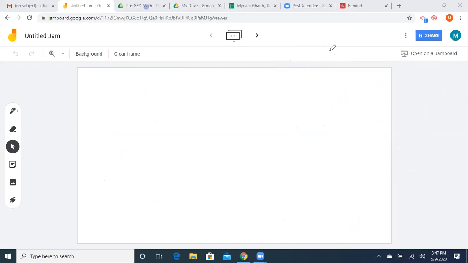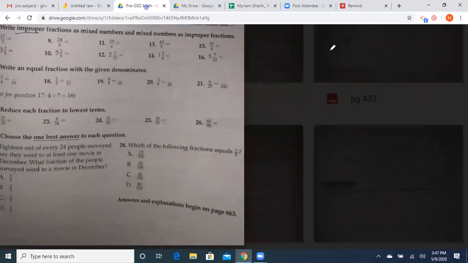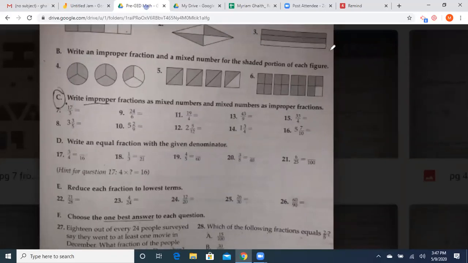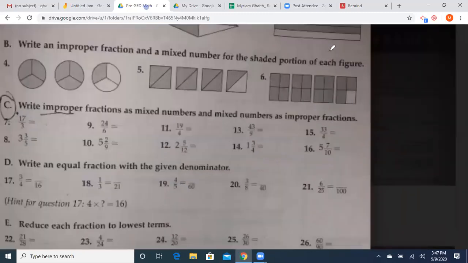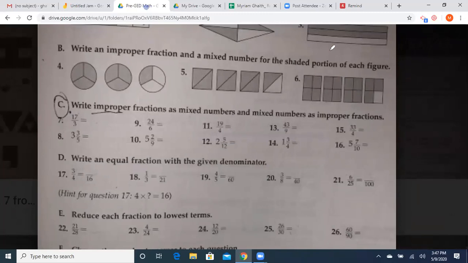And we're going to go back with our mouse. Would you like to try more examples of turning improper fractions to mixed numbers on this page that we're looking at? Okay, why don't we try that then? Let me try to see if I can make this bigger for you. All right, how is this? Letter C, can you see letter C? It says write improper fractions as mixed numbers and mixed numbers as improper fractions.